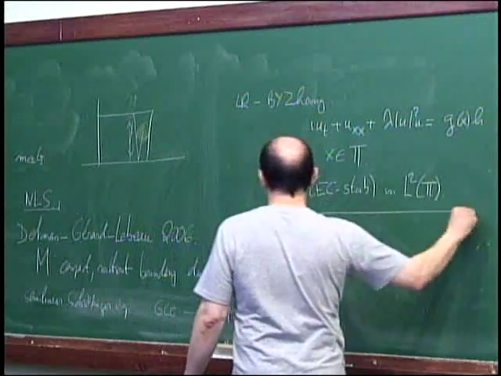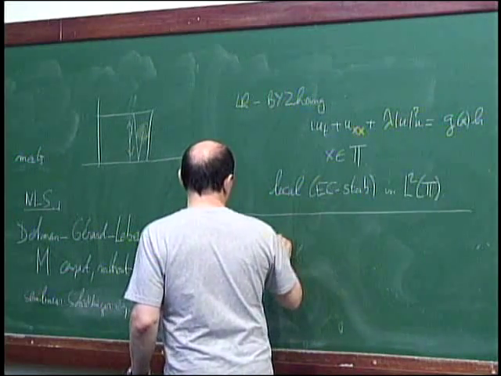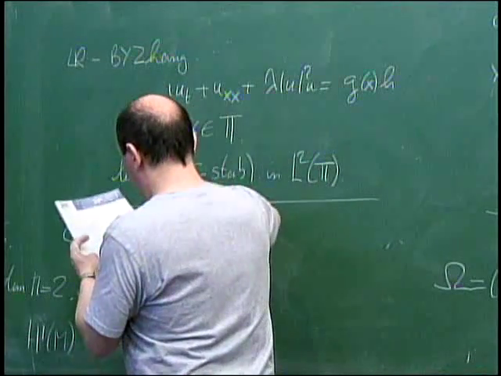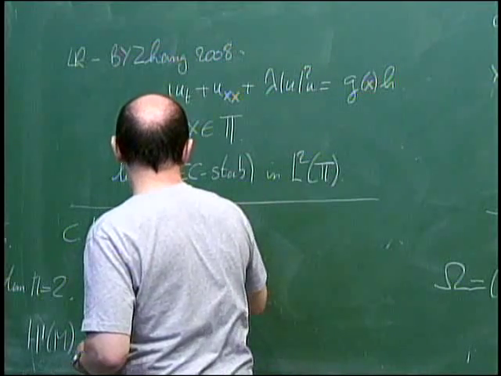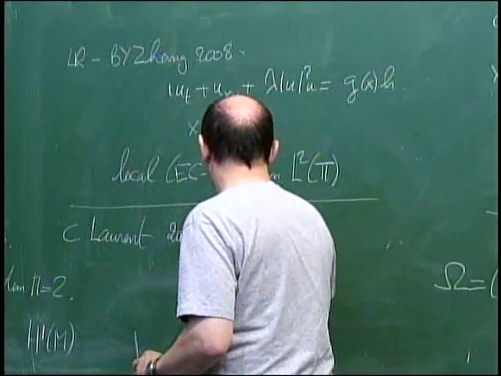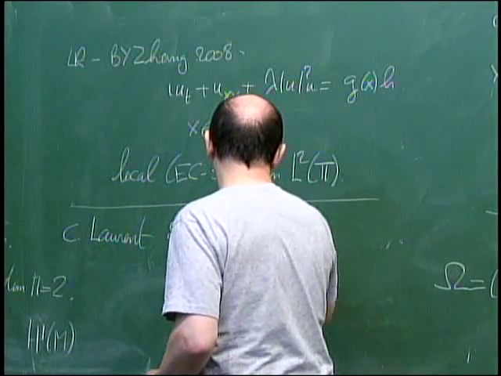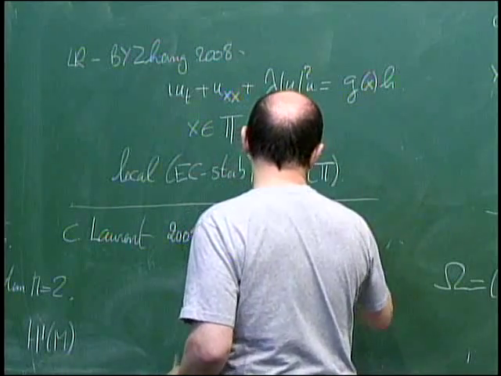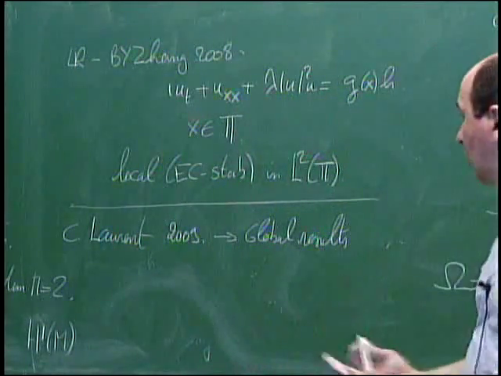And this was done precisely by Camille Laurent at almost the same time, actually. So this was in 2008, 2009. So the same thing, exactly the same equation, but he derived a global result by combining, actually, Bourgain analysis with propagation of compactness and regularity.